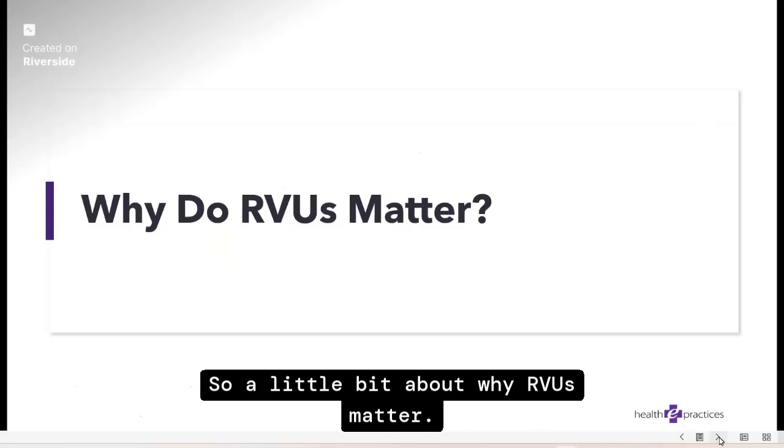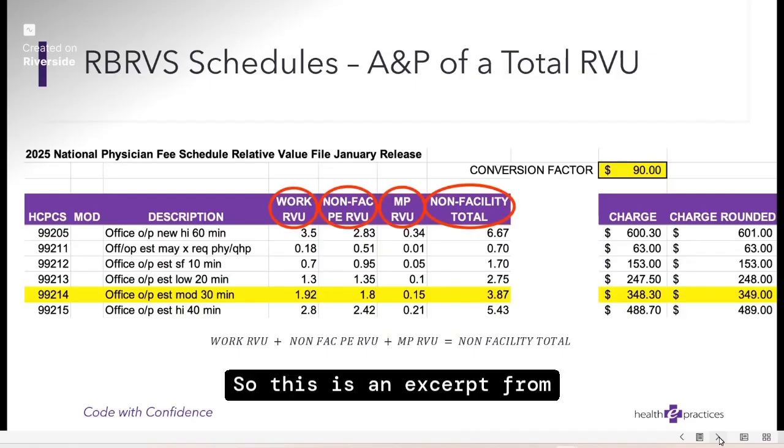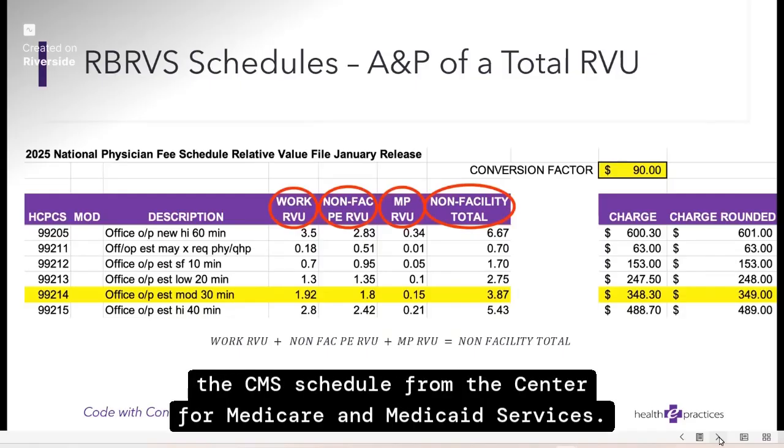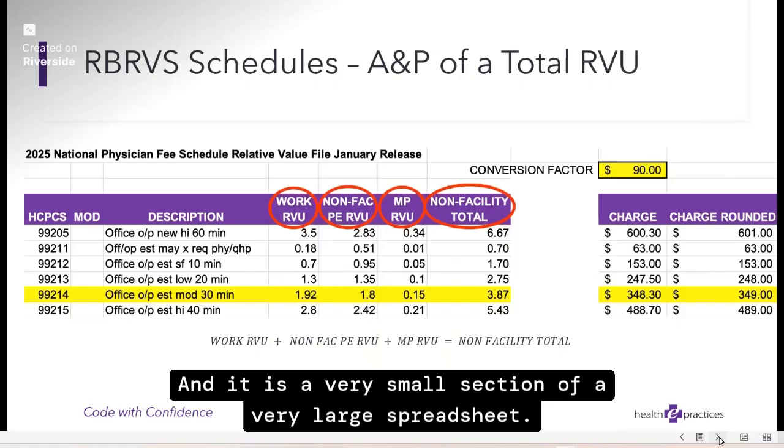So a little bit about why RVUs matter. Go here. All right. So this is an excerpt from a CMS schedule from the Center for Medicare and Medicaid Services. This is the 2025 National Physician Fee Schedule, and it is a very small section of a very large spreadsheet.